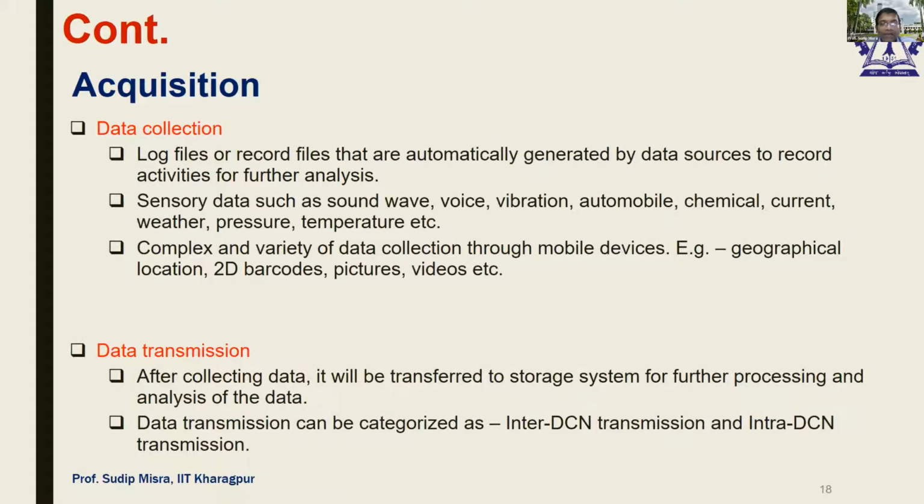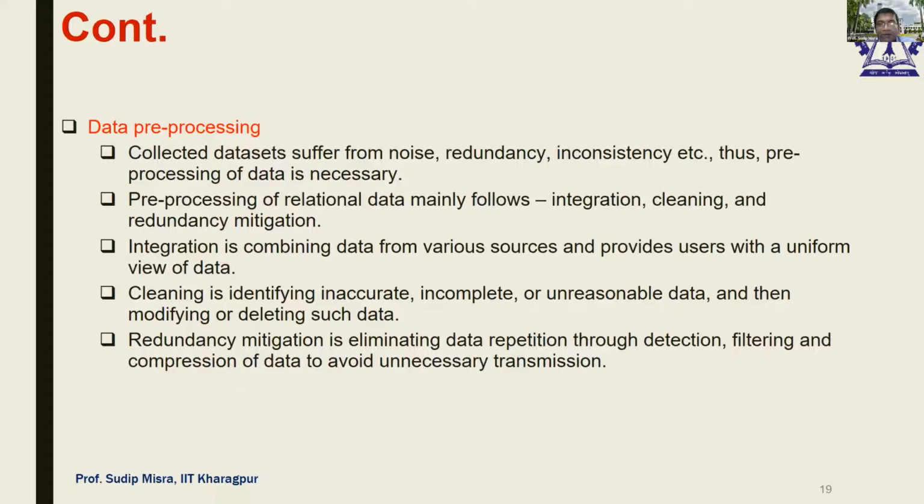So in terms of acquisition, we are talking about data collection, data transmission, data processing, and pre-processing. Pre-processing means that sometimes you have noise, redundancy, inconsistency, etc., so you need to pre-process the data before you can actually process it, right? You need a stage of pre-processing which can help you to clean and curate the data that you receive raw. So the raw data will have to be pre-processed.